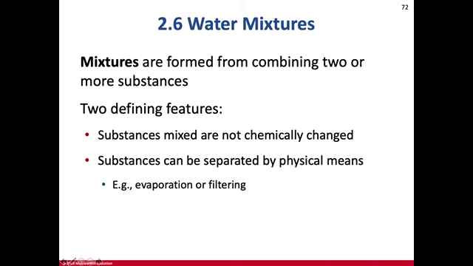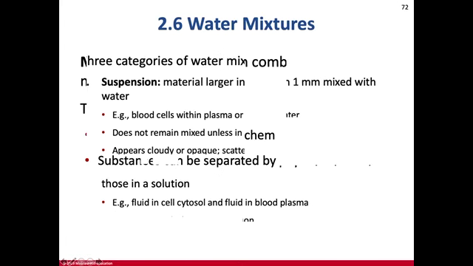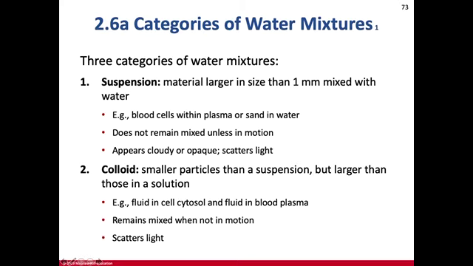There are other types of mixtures that are not solutions. There are suspensions, there are colloids, and they have different properties. They can be separated by different means. An example of a suspension is material larger than a millimeter mixed with water. For example, blood cells in whole blood are essentially a mix of liquid called plasma, which is mostly water, and formed elements, which are red and white blood cells and platelets. Sand and water is another example of a suspension.